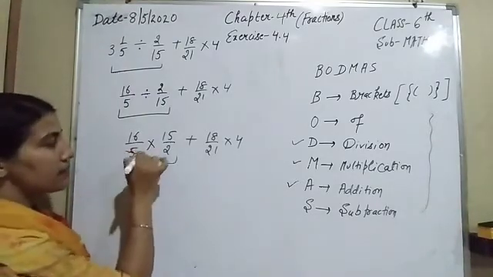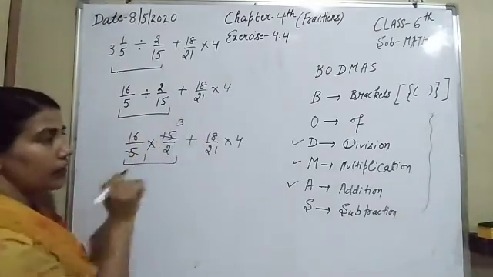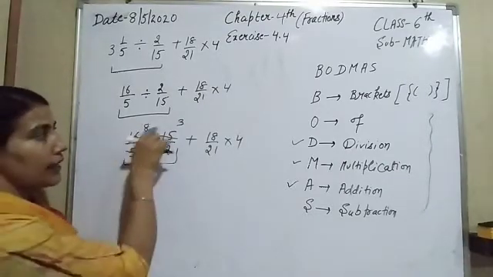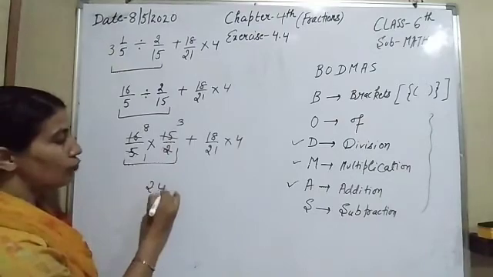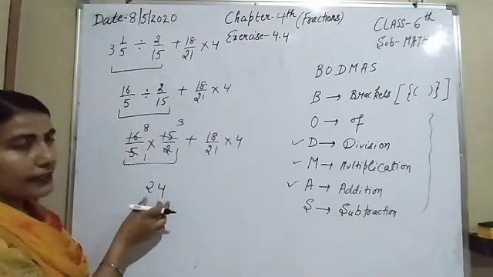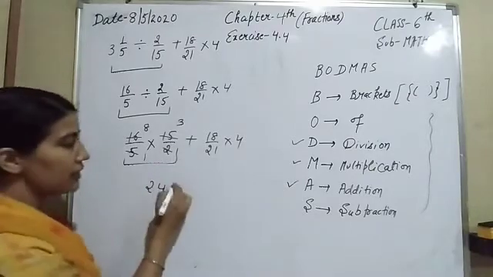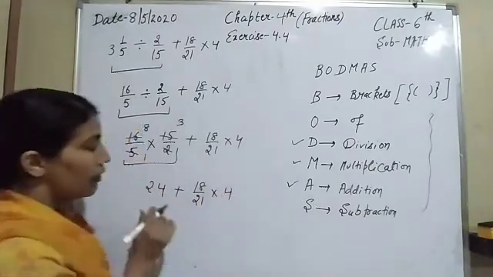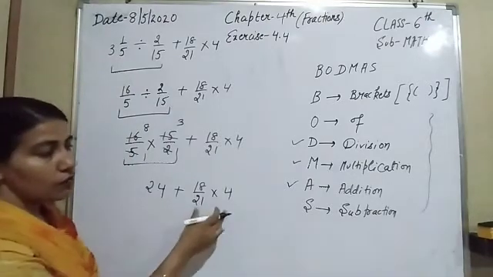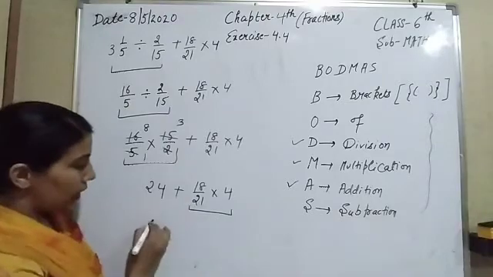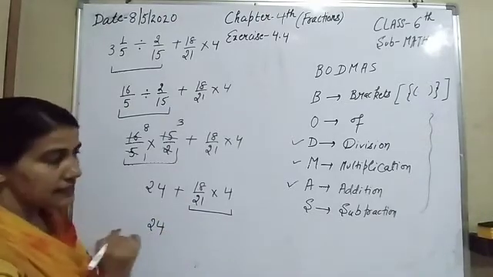Now here 5 1s are 5, 5 3s are 15, 2 1s are 2 and 2 8s are 16. So 8 3s are 24. So firstly we have solved this division part and we will get the answer 24. Now after this we have 18 over 21 multiply 4. Now after the division what we have to solve? So we have to solve this multiplication part, and 24 will remain same.